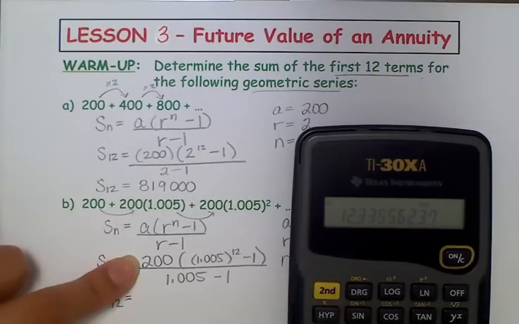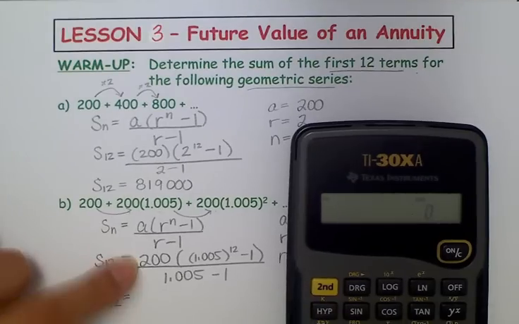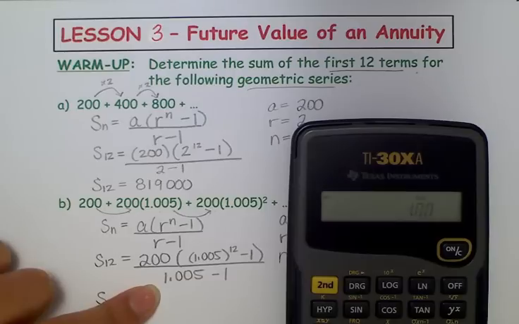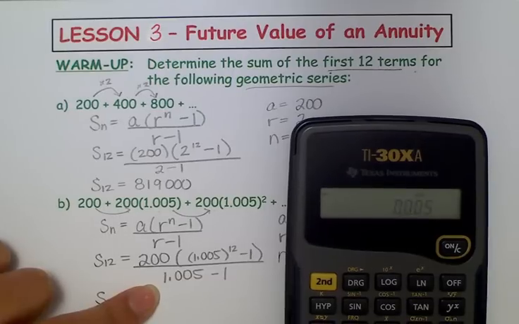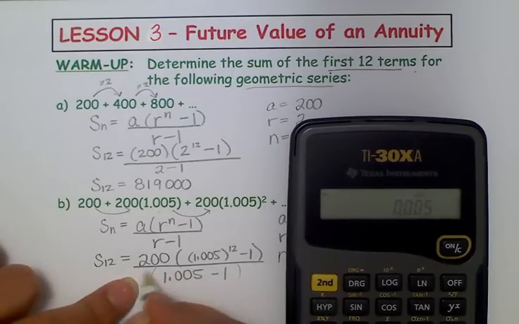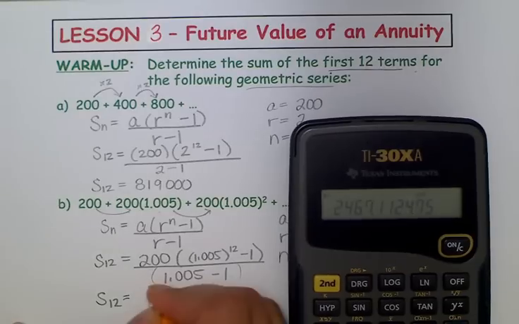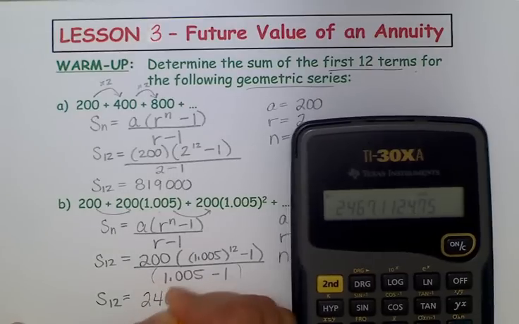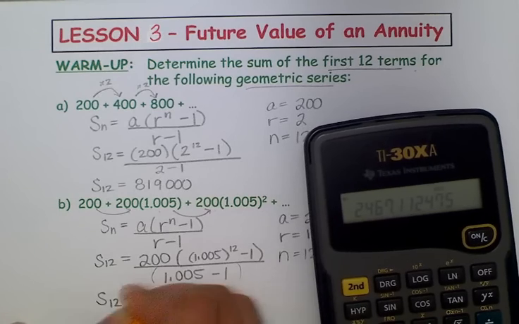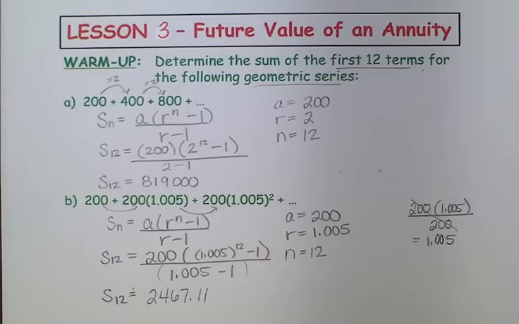And then I'm going to divide that by bracket 1.005 minus 1. Don't forget to put your brackets because there's an imaginary set of brackets around any expression that's in the denominator. So that's the difference between 1.005 and 1. And if I press equals, it'll divide it out to give me an answer of 2,467.11 approximately. Okay, so there's what we get when we use our geometric series formula to find the sum of the terms in a series.